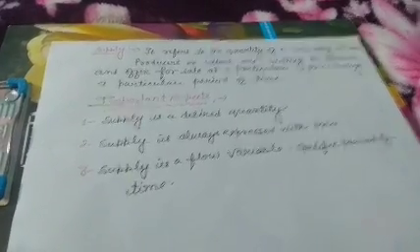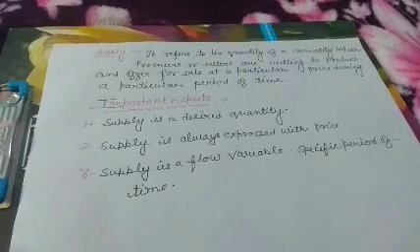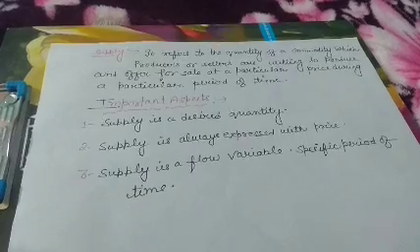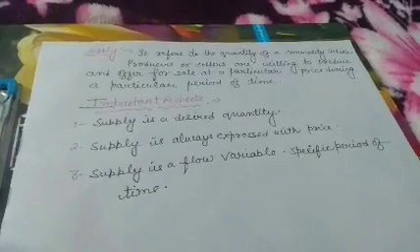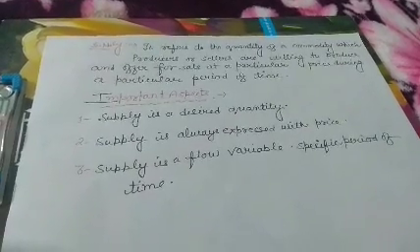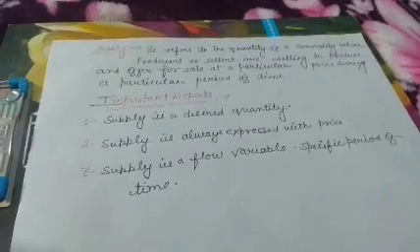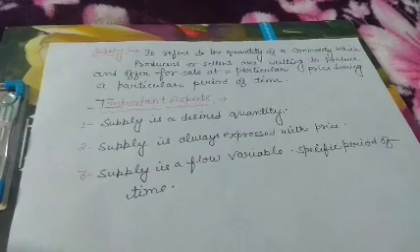The first is that supply is a desired quantity. That is how much producers are willing to sell and not how much they actually sell. Listen again, it is a desired quantity, that is how much producers are willing to sell and not how much they actually sell.